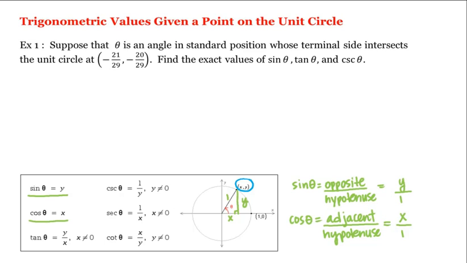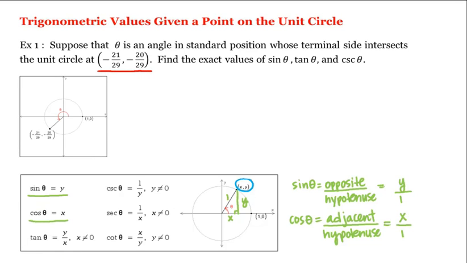Okay, so let's apply this to our situation here. We're given that x is equal to negative 21 divided by 29, and y is equal to negative 20 divided by 29, as shown in this figure here. So let's use this definition to find sine of theta, tangent of theta, and cosecant of theta.